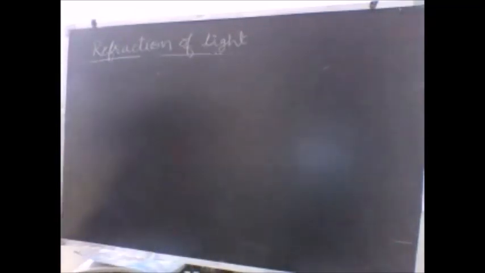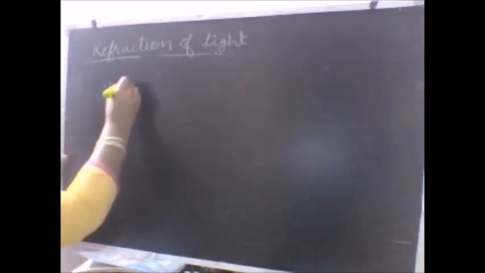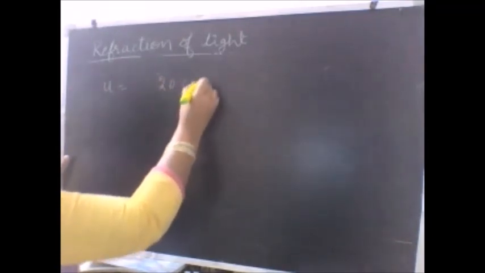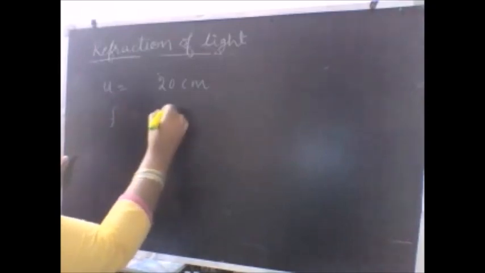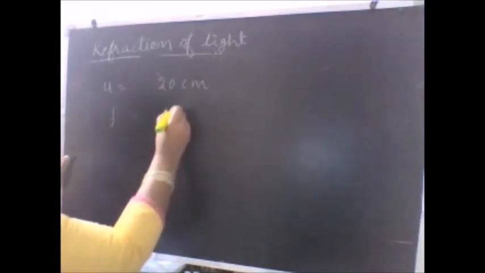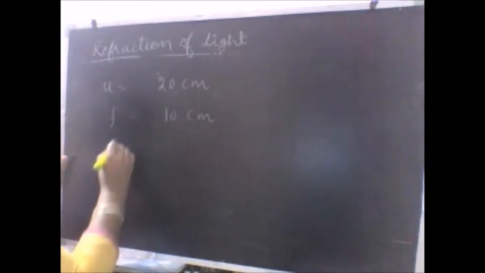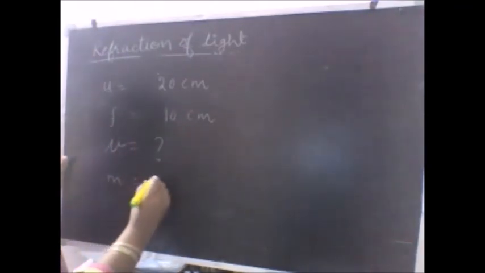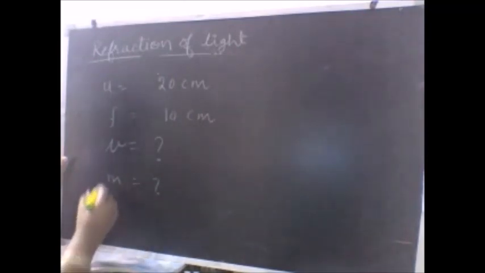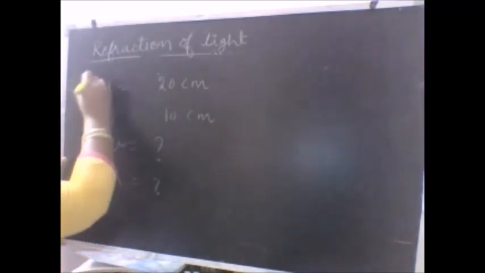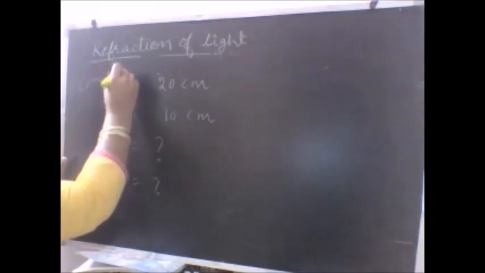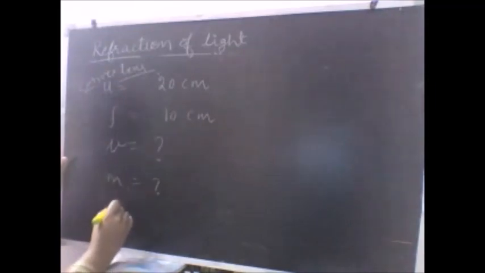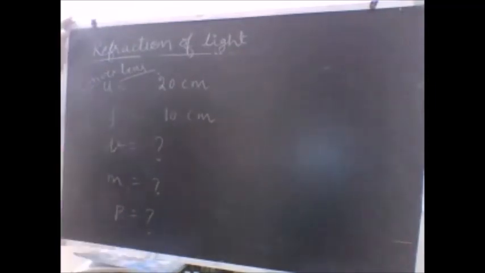You are given the object distance 20 centimeter and focal length is 10 centimeter. What you have to do is find out the image distance. You have to find out magnification also, and the lens given to you is a convex lens. For this convex lens, you may be asked to find out the power also. So let us resolve the issue.